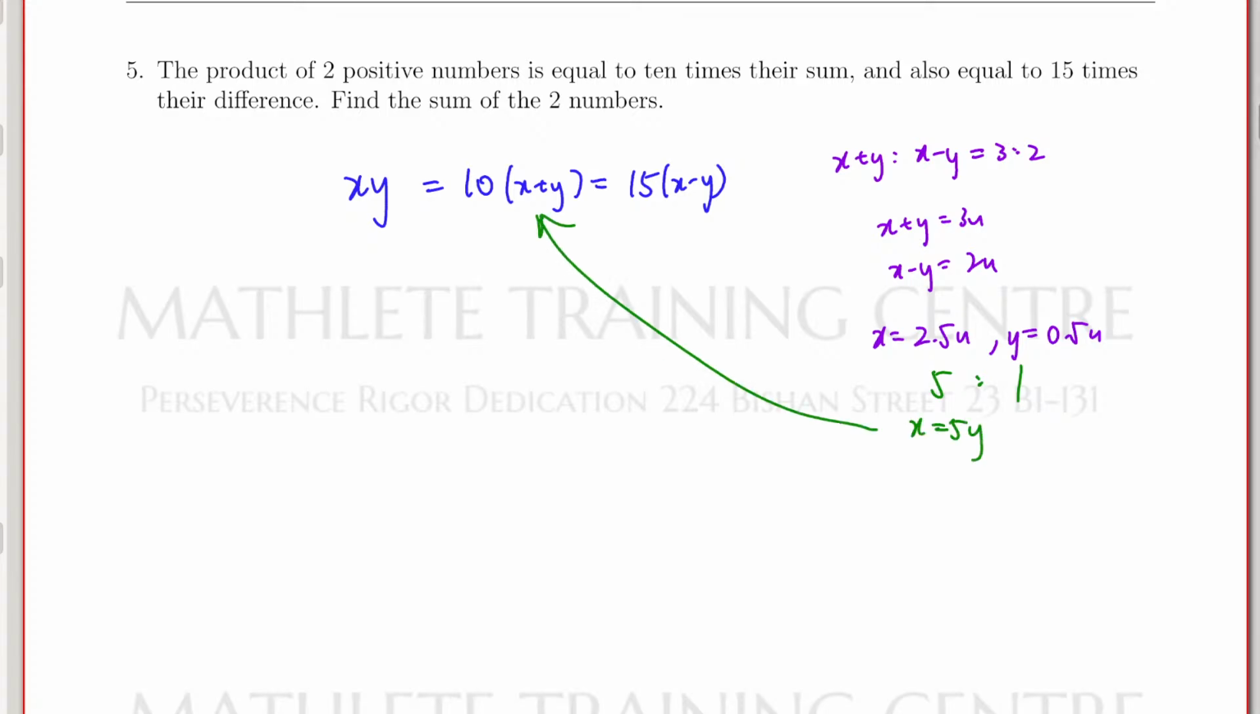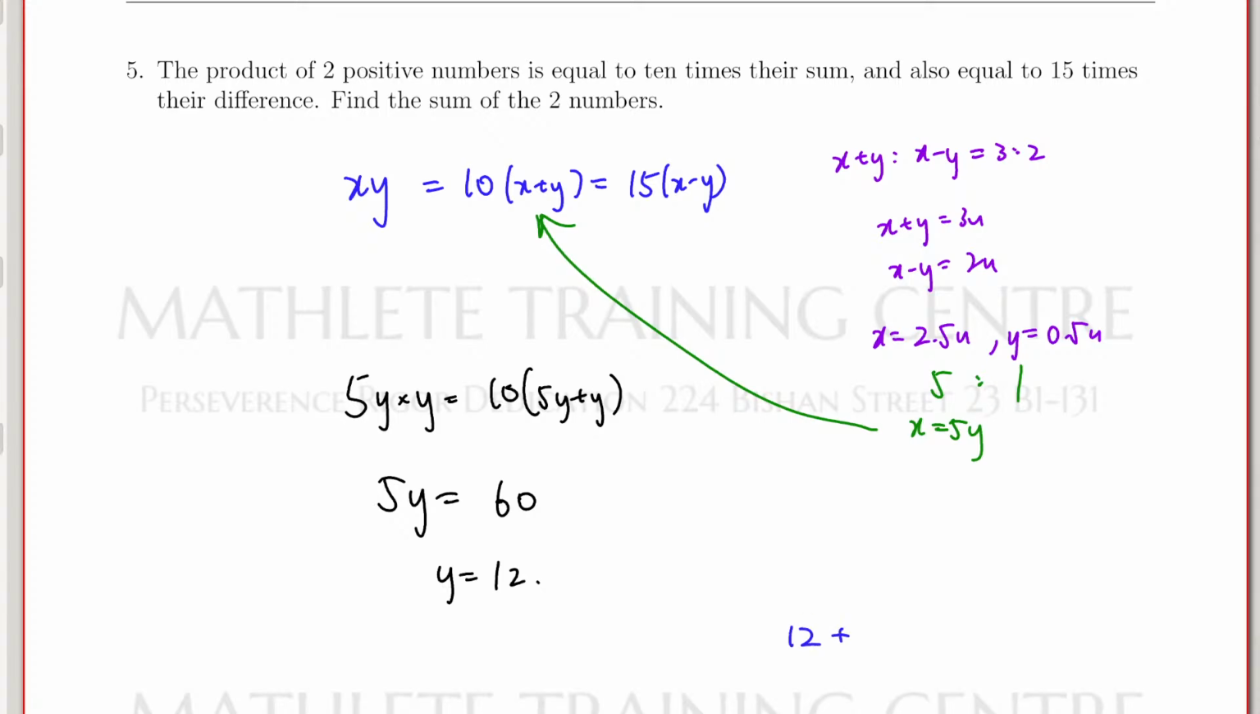I'll put it back into the equation. So I'll get 5y times y is equals to 10 times of 5y plus y. So I can remove one copy of y. So then get 5y is equals to 60. So y is equals to 12. And once we get the value of y is equals to 12, we can get the answer should be 12 plus x is 5y. So it's 12 plus 60. The value of this should be equals to 72. That is the answer.